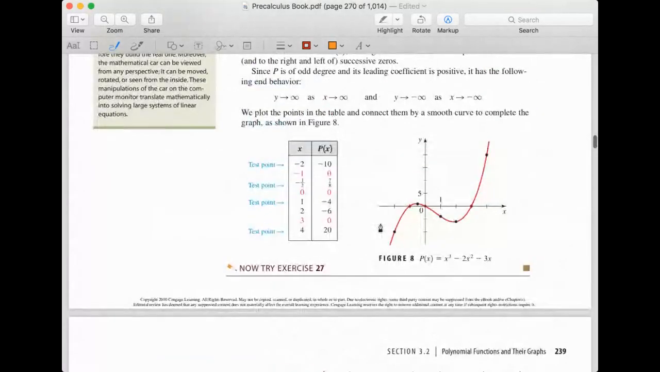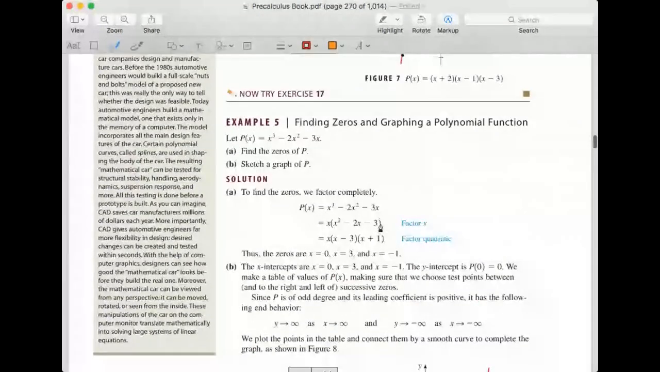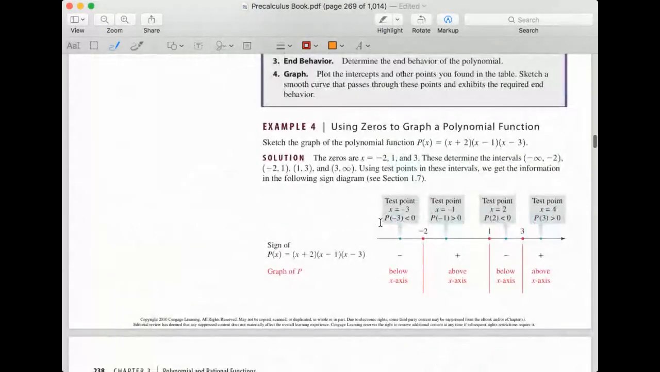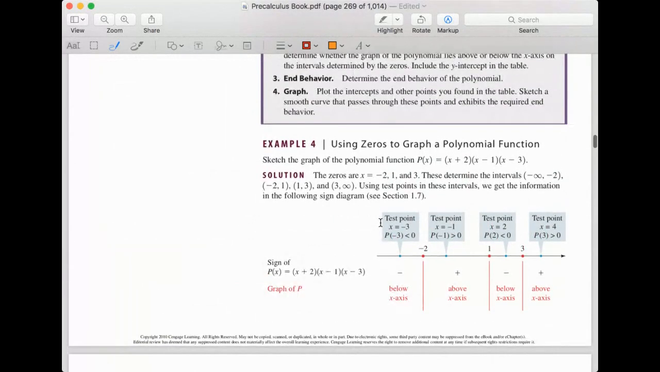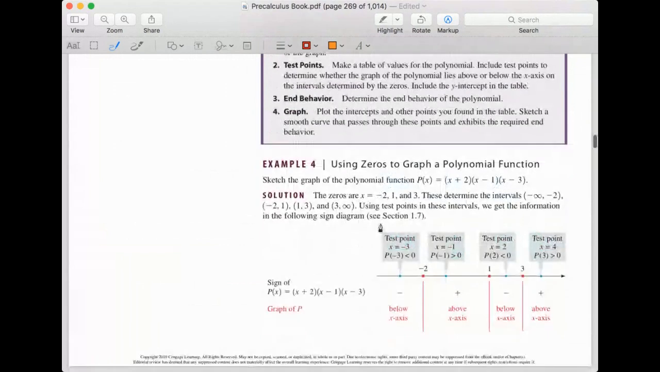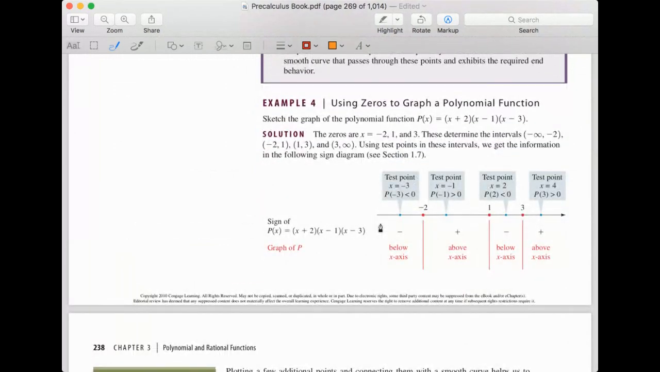Let's see this example. Let's see example 4, all right? So 3.4, with any function, we want to graph it. We want to find the x-intercepts, y-intercepts. We analyze the end behavior. And we see the polynomial's degree, whether it is odd degree or even degree.